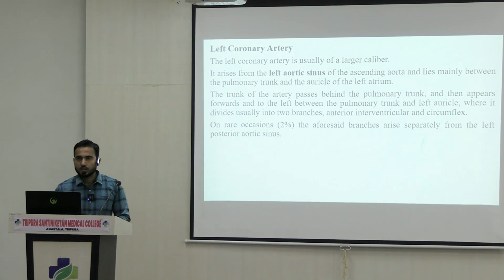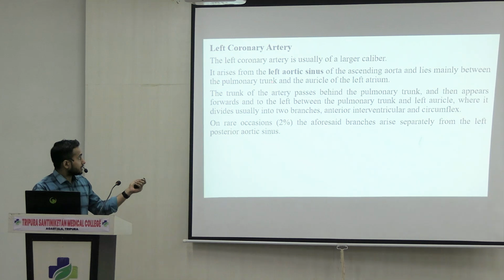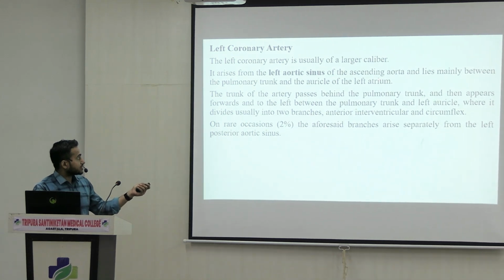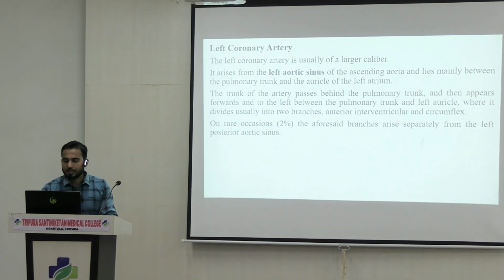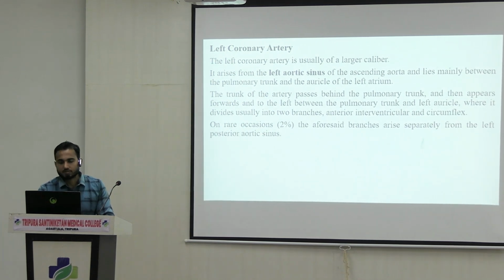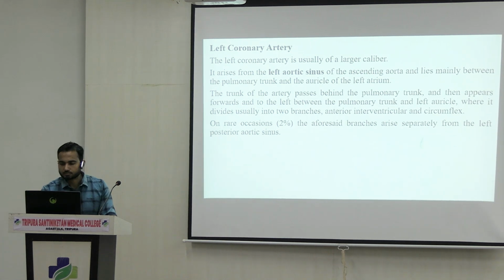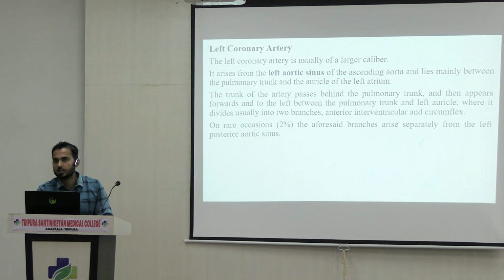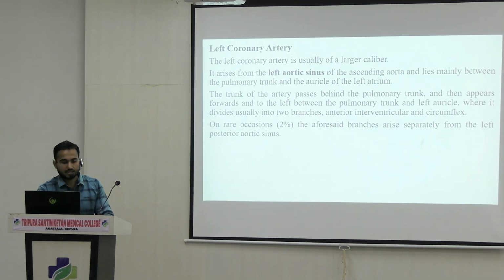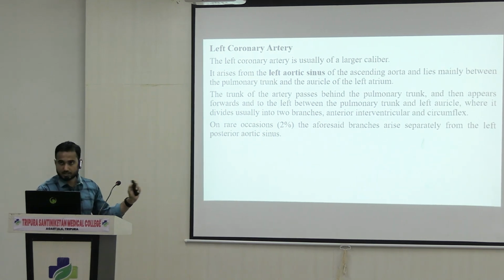Next, what will be the origin? It arises from the left aortic sinus of the ascending aorta, mainly between the pulmonary trunk and the left auricle of the left atrium. Once it appears, it will go towards the left side, between the pulmonary trunk and the left auricle, and immediately it will divide into two terminal branches, that is the anterior interventricular branch and the circumflex branch.